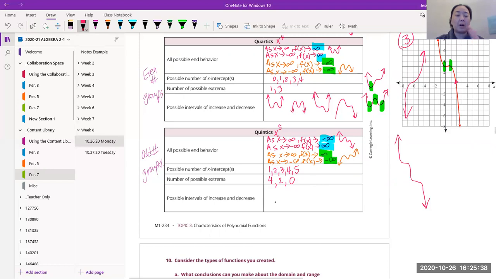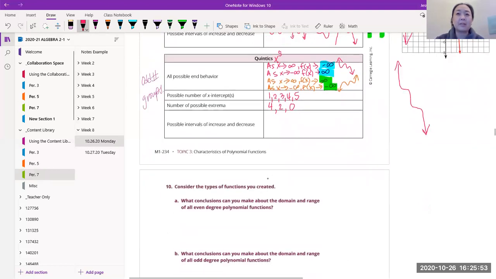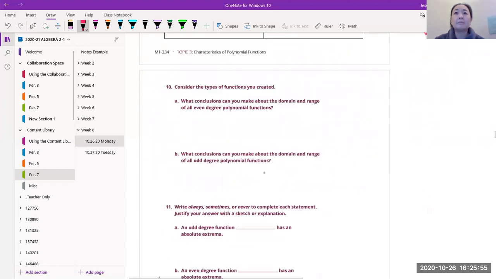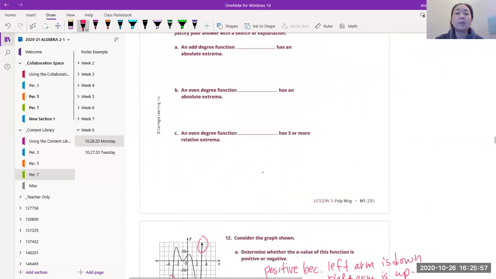And I'm not going to go into all the different kinds of increasing, decreasing on that part. Just know that the important part is one arm is up and the other arm is down. So we don't know which way. That has to do with end behavior, and it has to do with the actual function, but we'll talk about that in a bit. So we're going to move on.